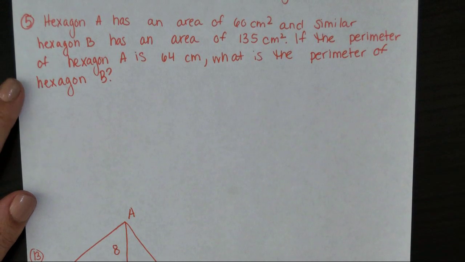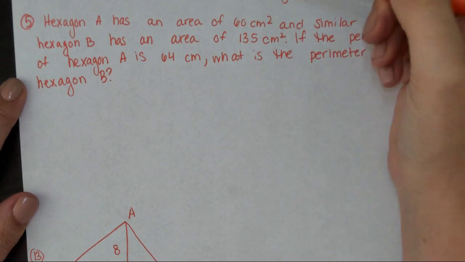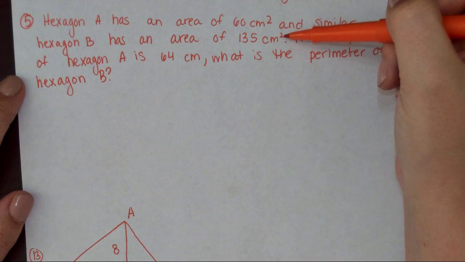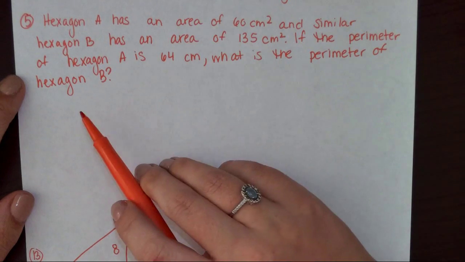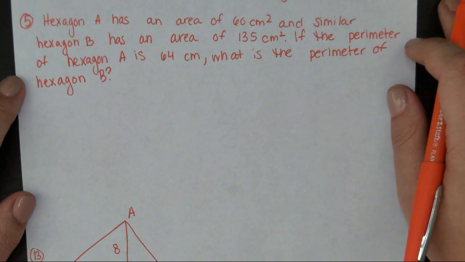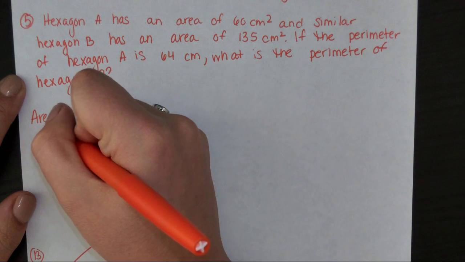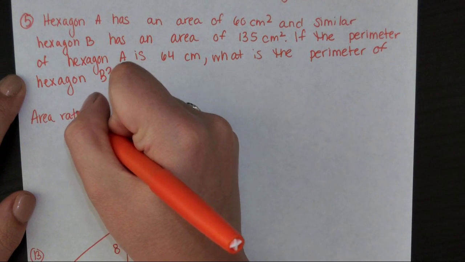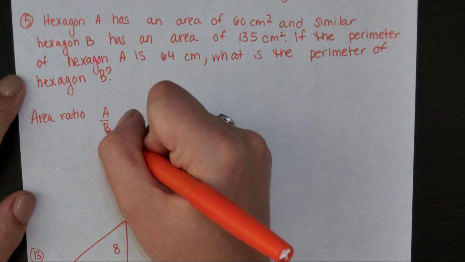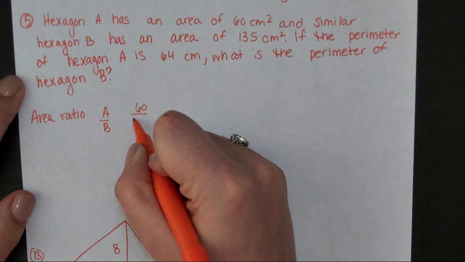Okay, first thing that we need to do is see what we have given to us. We have the area of hexagon A and the area of hexagon B. We have the perimeter of hexagon A, and we need to find the perimeter of hexagon B. So the first thing that we're going to do is set up the area ratio, and we're going to compare A to B. So we're going to have 60 to 135.